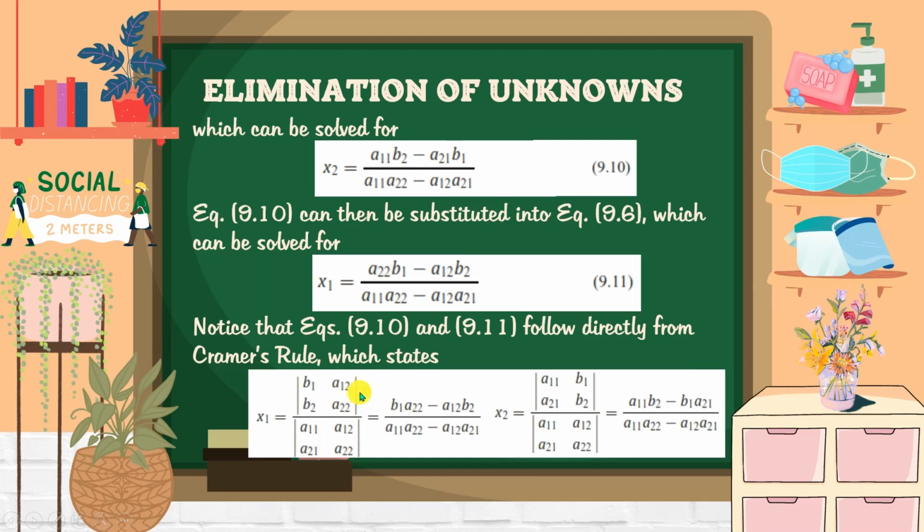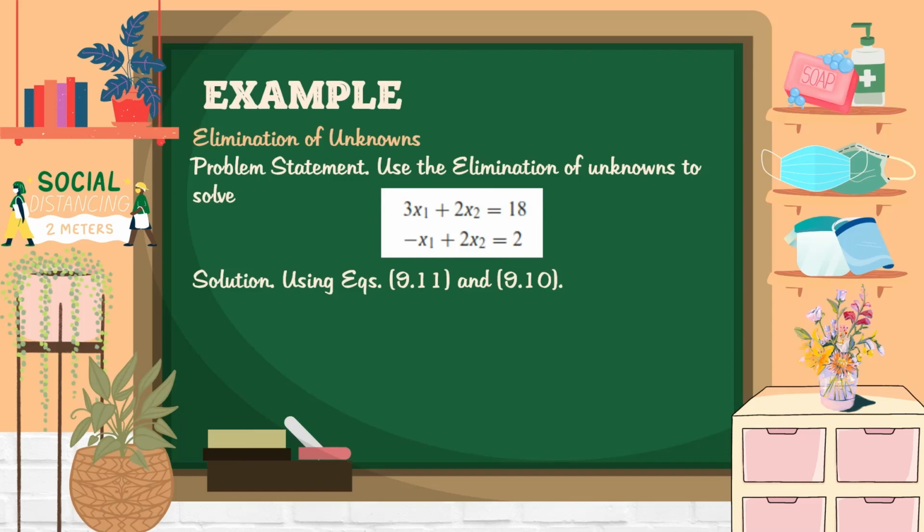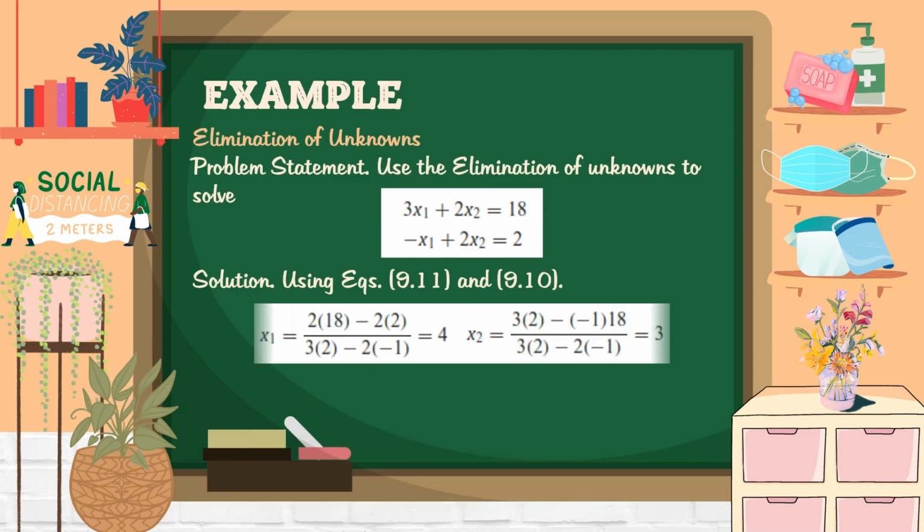In our previous example on Cramer's rule, we used three equations with three unknowns. Example for elimination of unknowns: use the elimination of unknowns to solve the same equations as previously discussed in our graphical method. Using equations 9.11 and 9.10, we will be able to directly calculate the values of x sub 1 and x sub 2, which are 4 and 3 respectively, without graphing in order to find their point of intersection, which is 4 for x sub 1 and 3 for x sub 2.